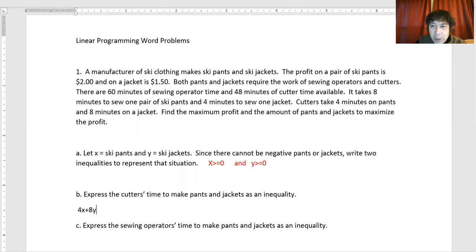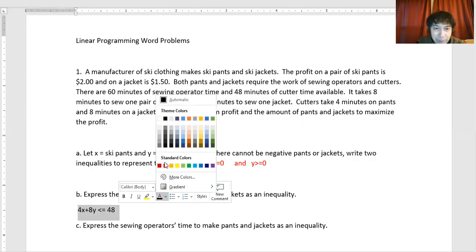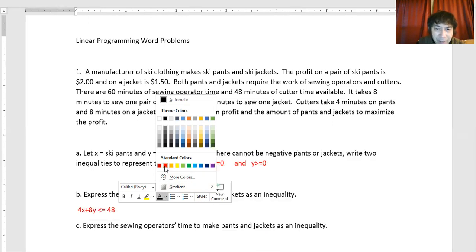And it cannot exceed 48 minutes of cutter time available. So this will be, of course, less than or equal to 48 minutes. The maximum is 48 minutes for cutting time, for both jacket and pants. So this will be our letter B. Let us go back to our red.